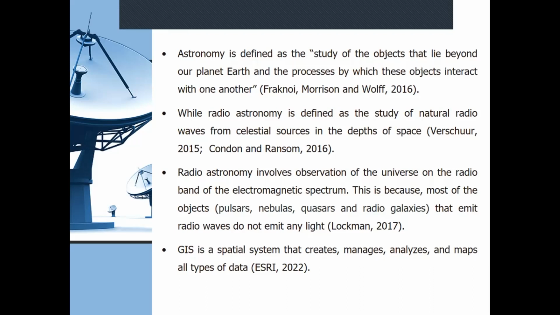So why should we use the radio signals? This is because we are able to accommodate other celestial objects like pulsars, which do not emit or reflect light. So we cannot use the optical wavelength, but they emit radio signals, so we are able to study them. And again, I also use GIS, particularly to find which locations we can use for radio telescopes, which are the primary instruments for studying the universe in the radio spectrum. GIS is a spatial system that helps us to create, manage, analyze, and also map all types of data.